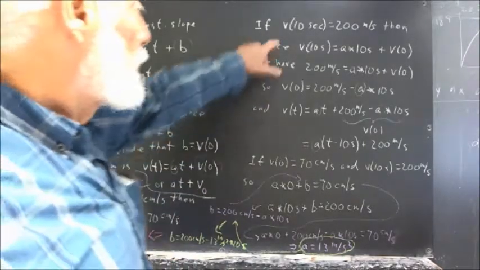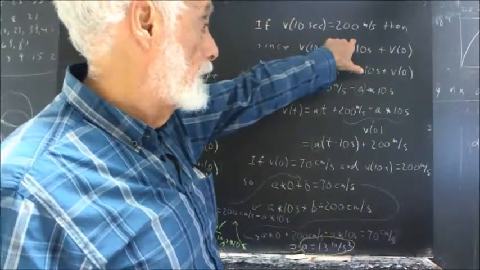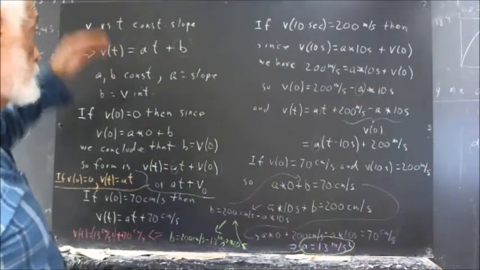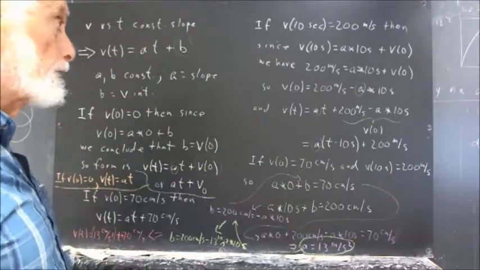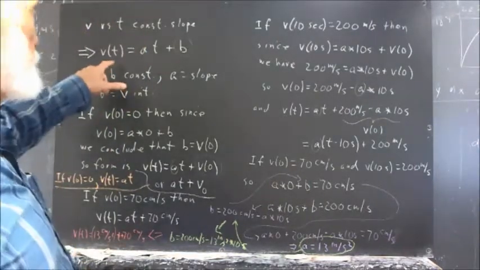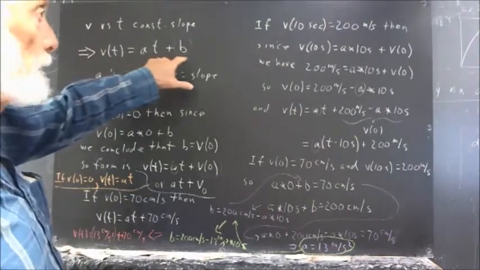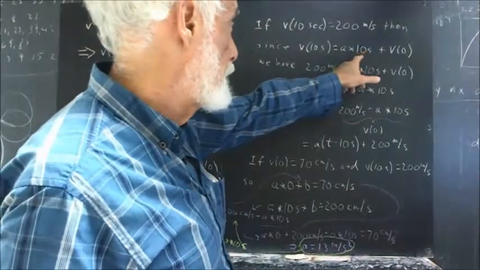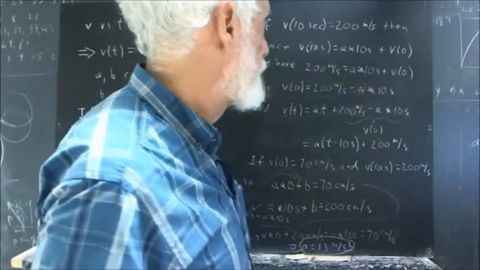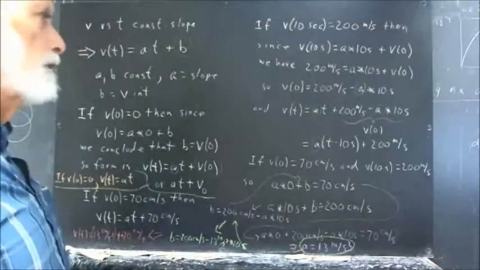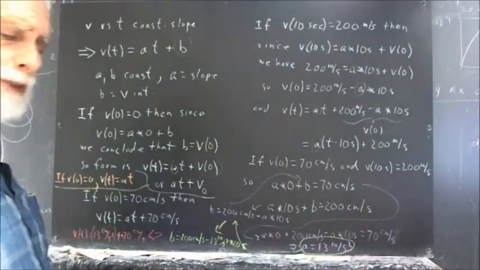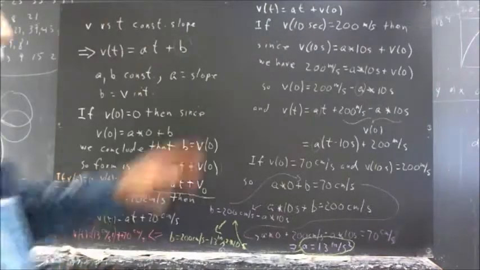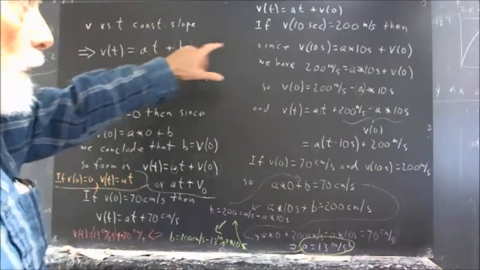Okay, well, if v of 10 seconds is 200 meters per second, then what do we have? Again, assuming that v versus t has constant slope. Well, again, our general form is v of t equals at plus b, so that v of 10 seconds is a times 10 seconds plus... Okay, I got a little confused. I was going back to the original form.